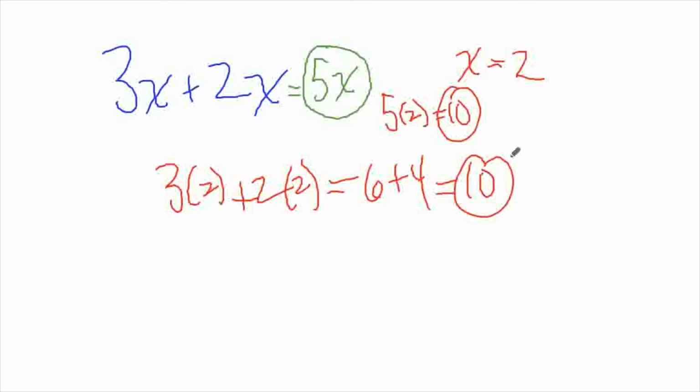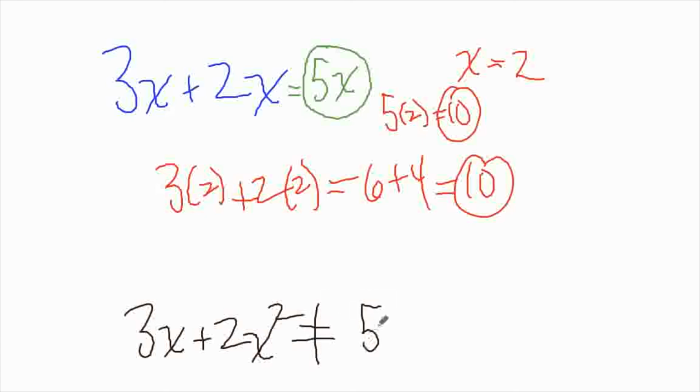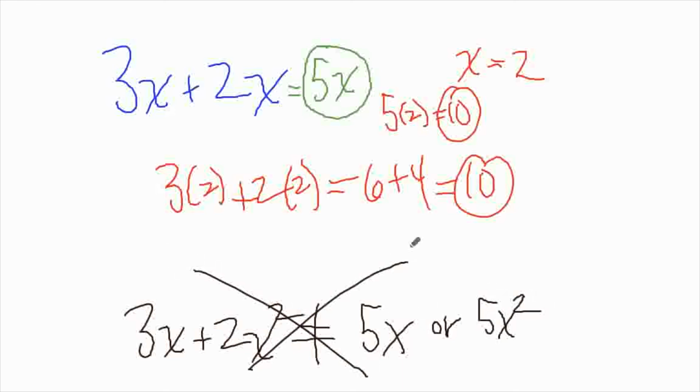Okay. Let's be clear though, you cannot combine any and everything. All right. I'm not saying that that's true. For example, if I had 3x plus 2x squared, that does not equal 5x, and it also does not equal 5x squared. Okay, so the way people sometimes say this is you can't add apples and oranges, you can only add like things together. You can add 3 apples and 2 apples. You can add 3 oranges and 2 oranges, but not 3 apples and 2 oranges. All right.